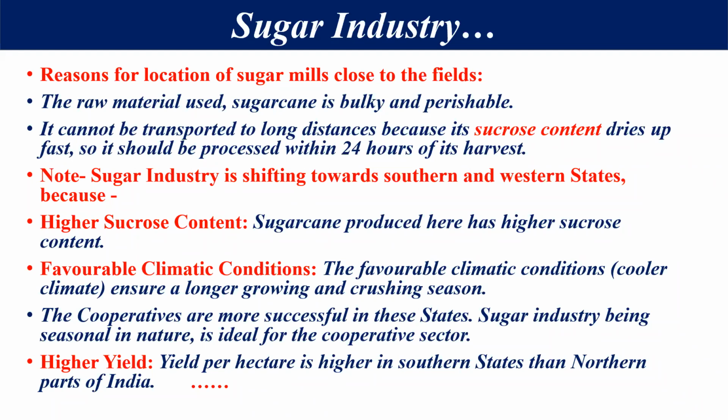Okay, next one is higher yield. It would be the most important. If we think about per hectare yield, it is higher in southern part than in the northern part of India. Okay, so these are the factors. Due to this thing, our sugar industry, it is shifting from northern part towards the southern part.